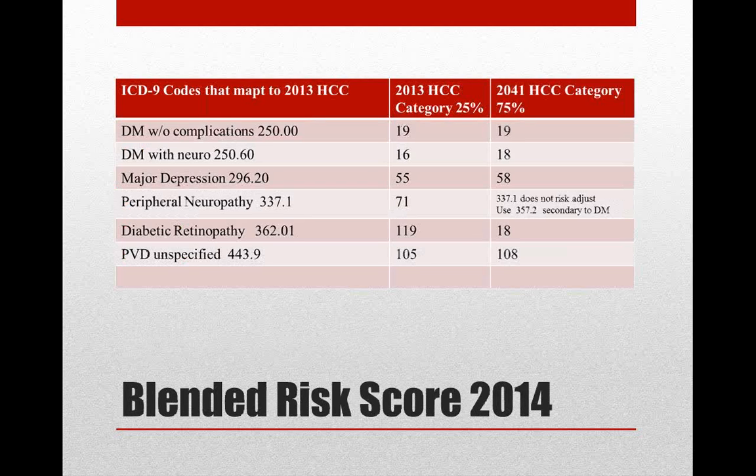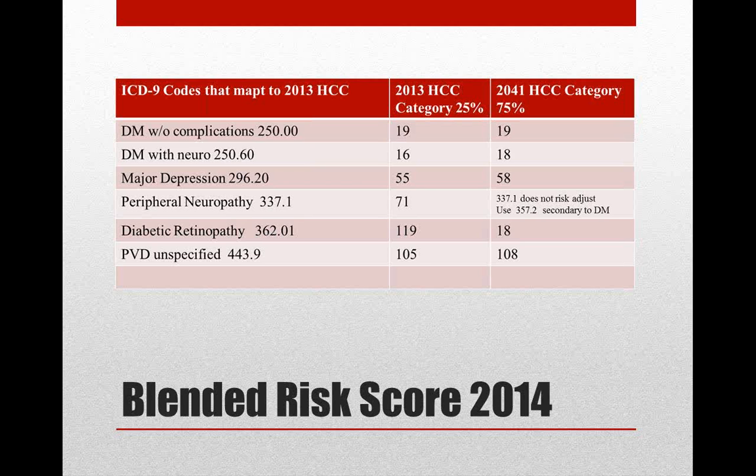So how is this going to look on paper? How's this going to work? Well, in 2013, your diabetes without complications still is in category 19. In 2014, it's still category 19. However, your diabetes with neurologic or any kind of manifestations are now going to all be grouped into 18. Major depression is going to be grouped into HCC 58.